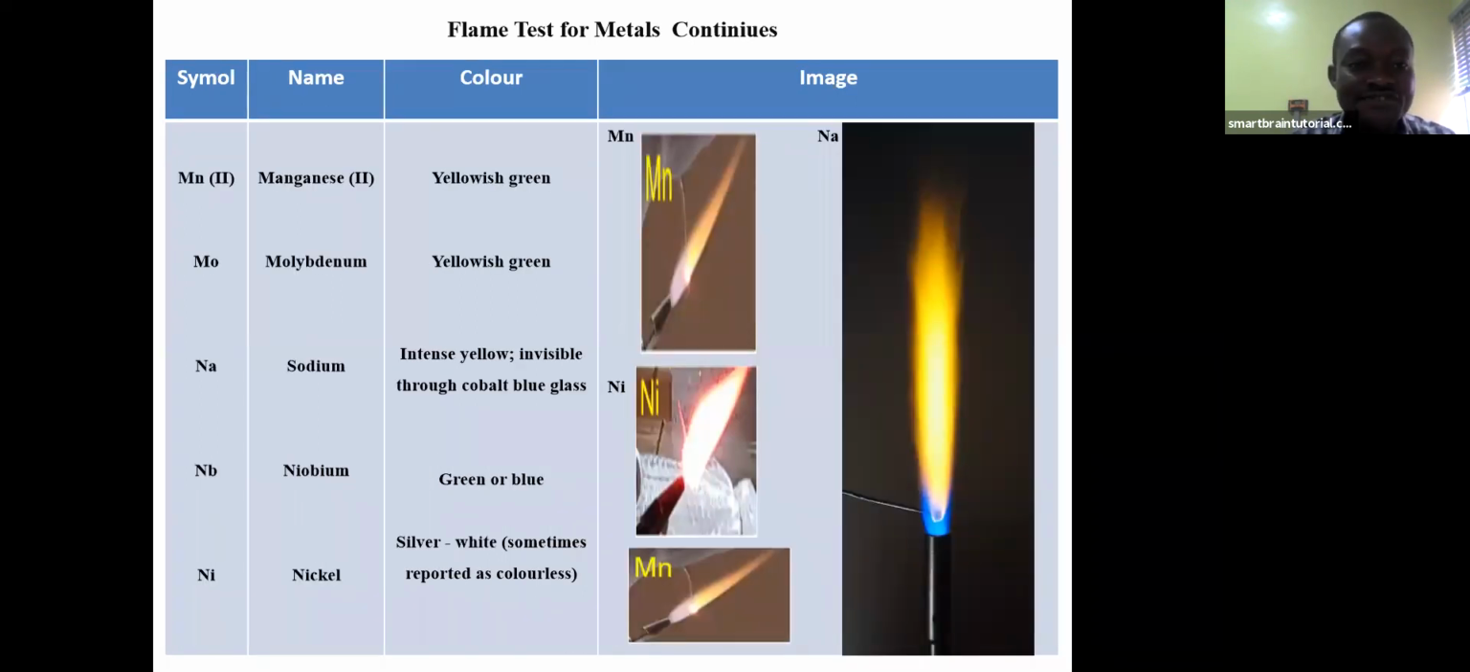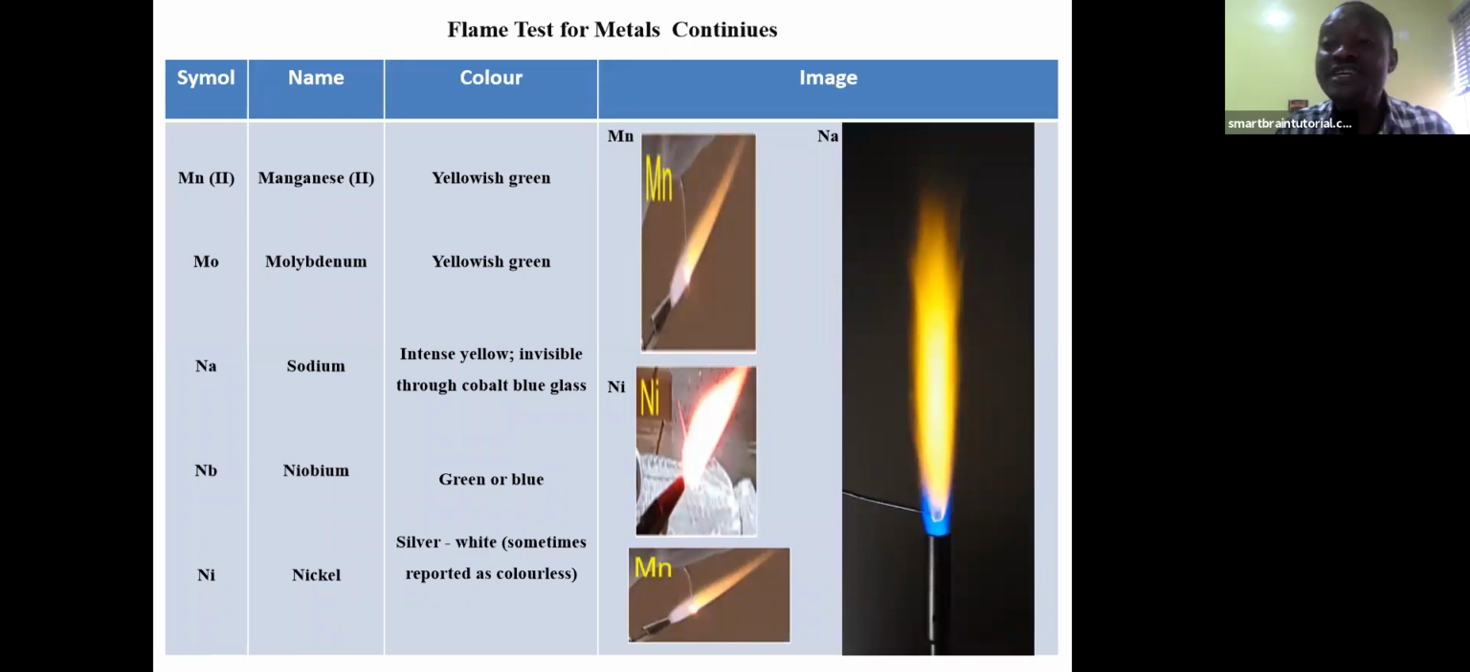Next, test for manganese 2. We have yellowish green. It will give yellowish green. In the picture here, you see manganese there. It gives greenish yellow. That is pale green, not perfectly green. Around this area, you could see it's somehow greenish yellow. Then molybdenum. Molybdenum gives yellowish green when exposed to flame.